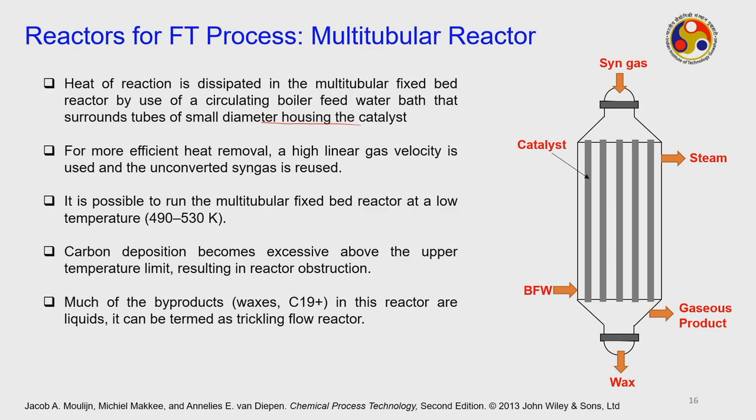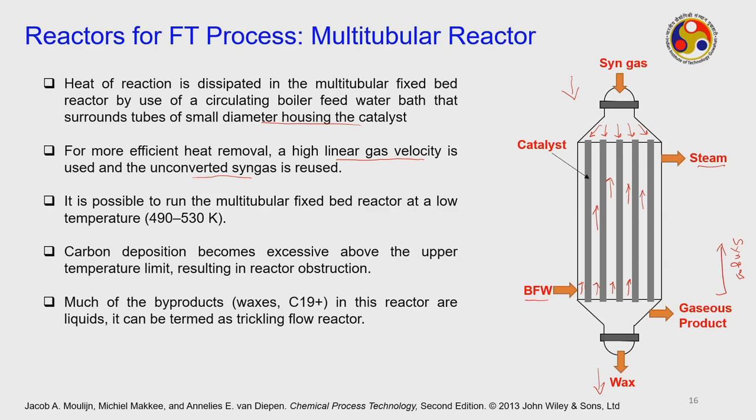So what they do is, the boiler feed water enters here and is present in the annular part, outside. This will all go up in this manner, and in between these tubes you have the catalyst. In this catalyst, you send the syngas from the top. The syngas enters these tubes axially. A high linear gas velocity is given, and the unconverted syngas is sent back and reused. The boiler feed water takes up the heat of reaction happening inside the tubes, steam is generated, and you have the wax coming out. This is a cobalt based catalyst.